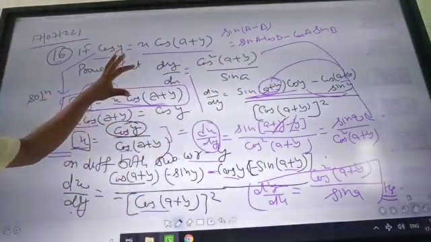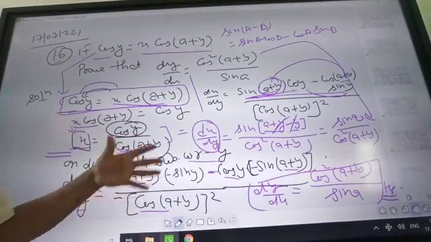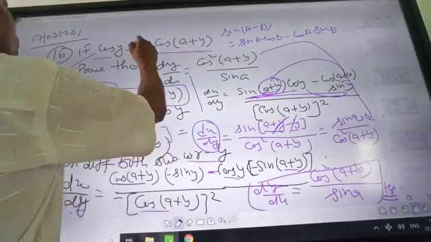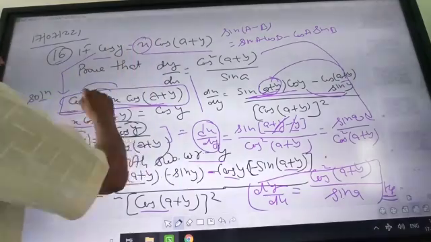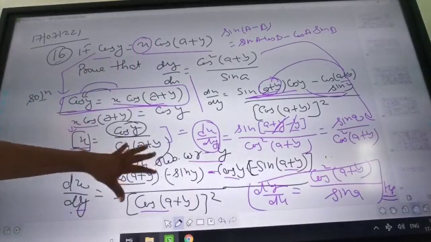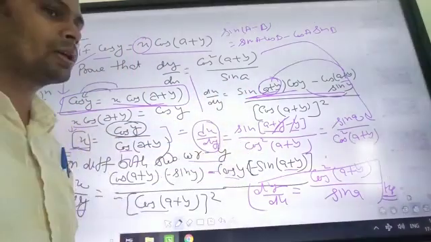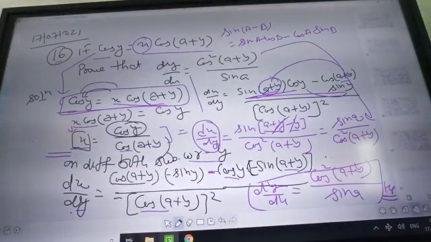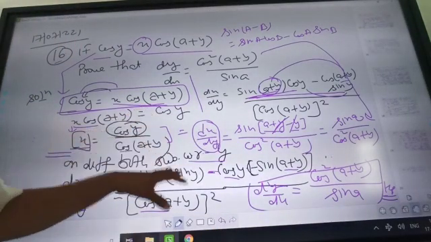So if you have to prove such types of problems, 2-3 problems are there, then first of all you should calculate x and then you should differentiate with respect to y, and after that you have to take the reciprocal. So I hope it is clear to one and all. This is a very important question.